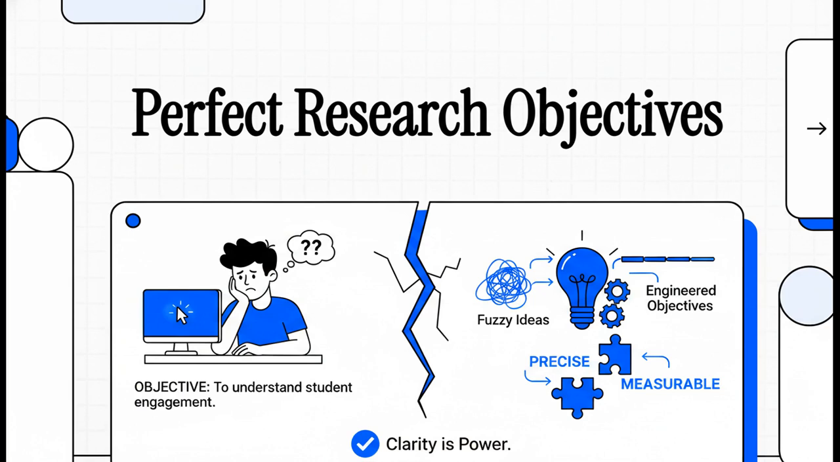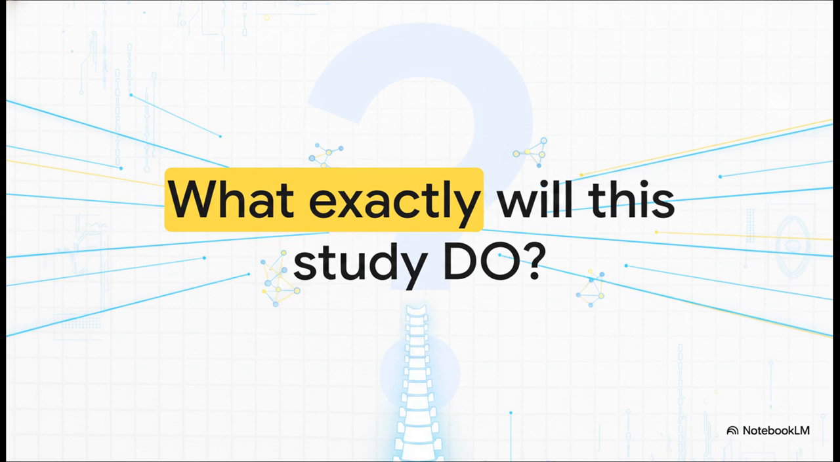Okay, let's dive right into this. Because honestly, everything boils down to this single, absolutely crucial question. What exactly will this study do? Strong objectives are not just mere decorations at the beginning of your paper. They are the literal backbone of your study. They have to answer this critical question precisely and measurably.